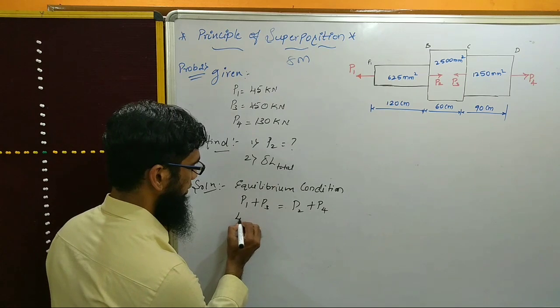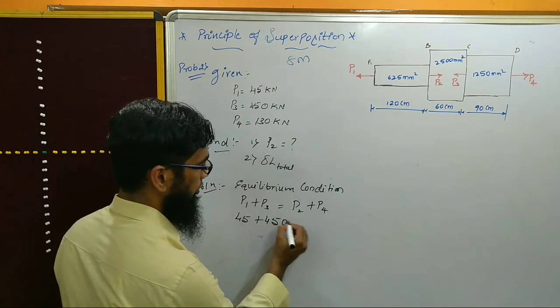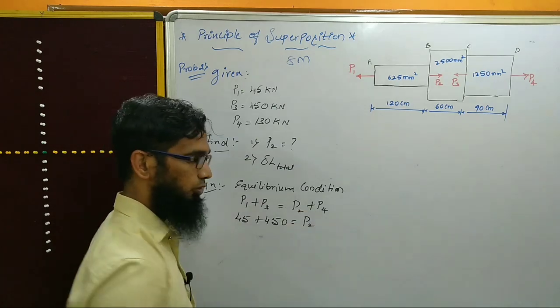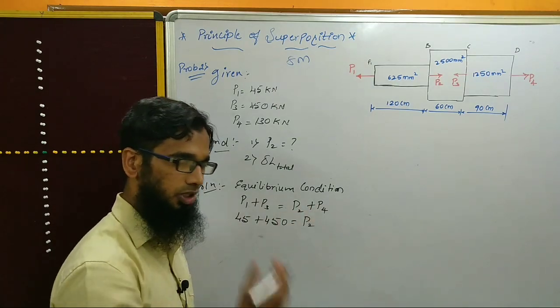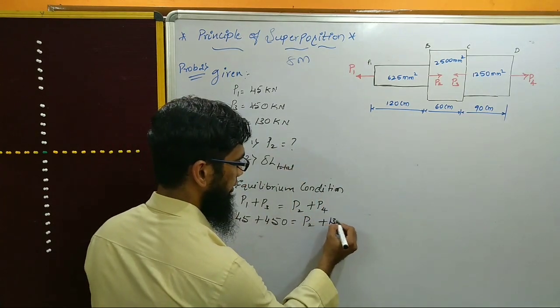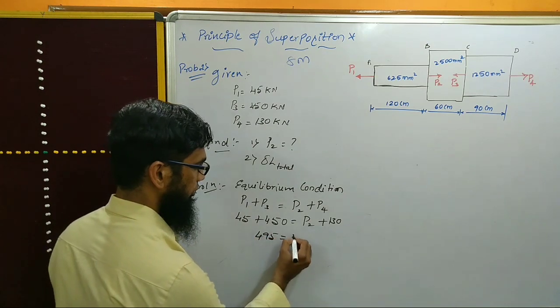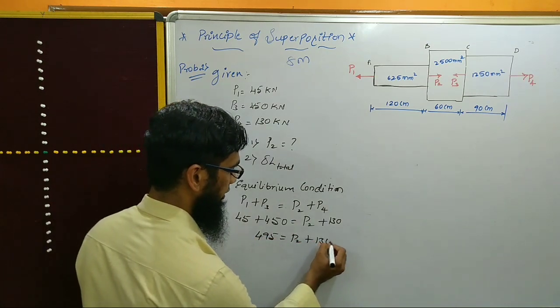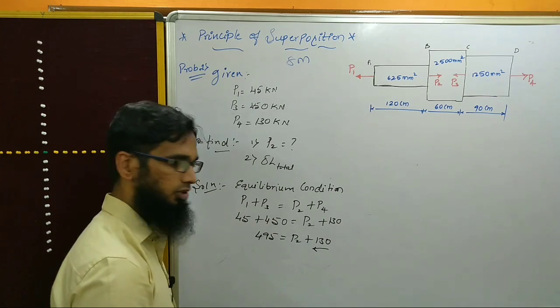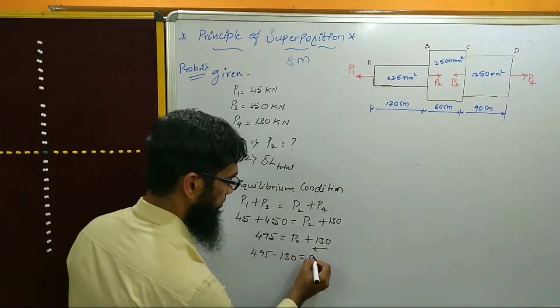So P1 is 45, P3 is 450. P2 is unknown, we have to find it out because this is the unknown in the problem. Now P4 is 130 kilonewton. So this becomes 495 is equal to P2 plus 135. Take this term to the left hand side. So 495 minus 130 is equal to the P2 value.